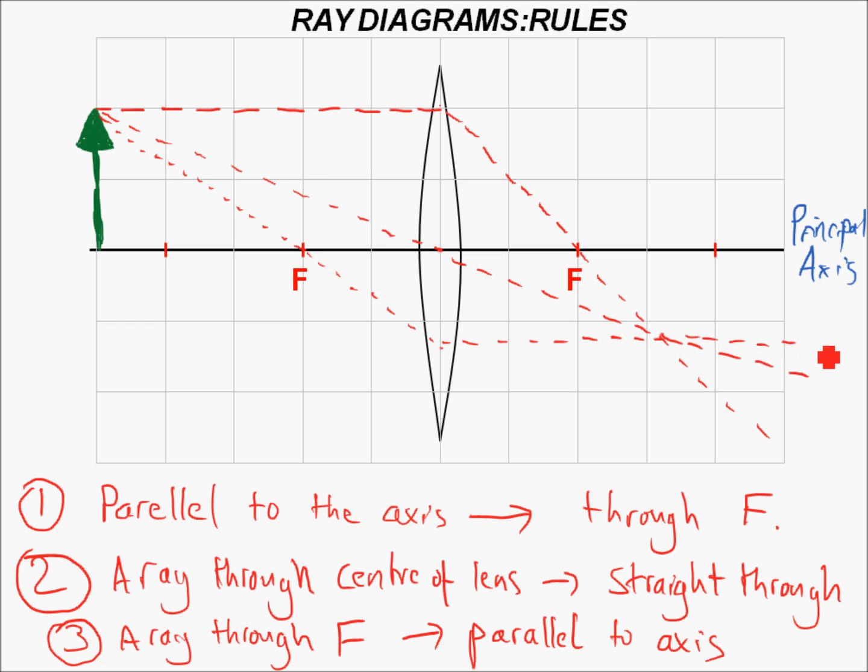And we now can see exactly where the image forms because it is the point where all three lines meet. And this is where my image of the tree would form.